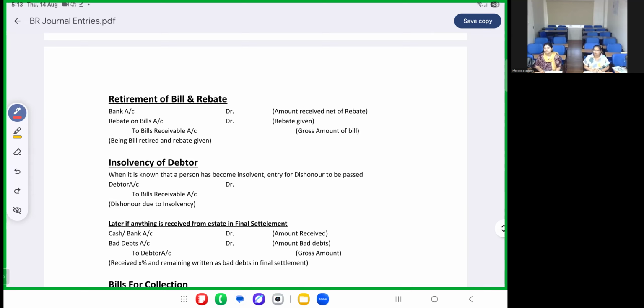Discount. I'll not pay you 5,000. I'll pay you 4,800 rupees. 200 rupees you give me discount. That is called rebate on bills.